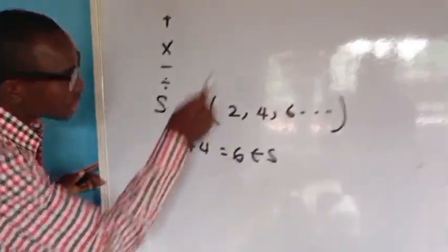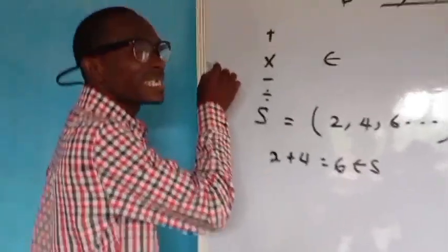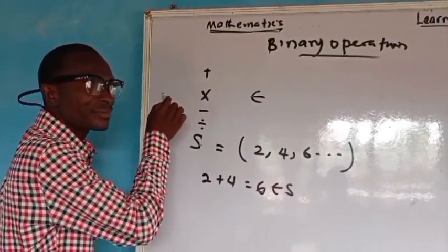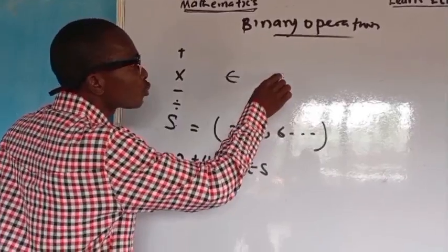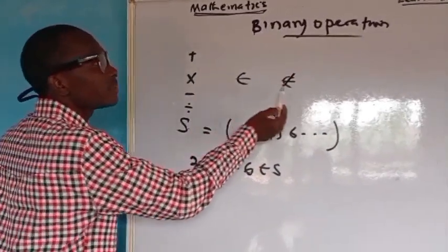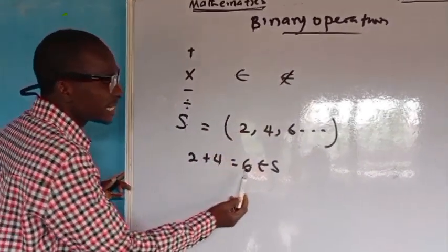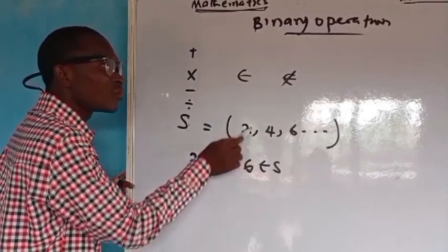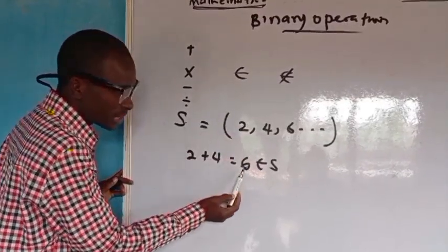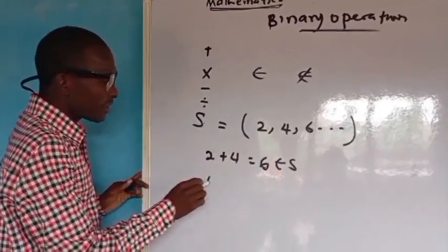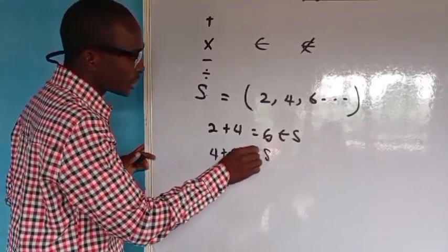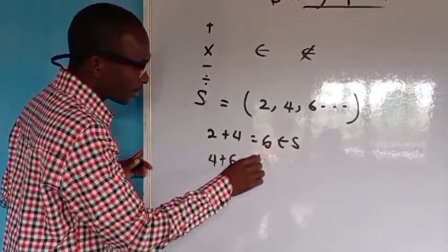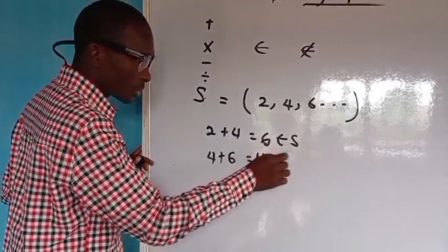Remember, this symbol you are seeing now is a symbol for what? Membership. Now look at it. 6 is a member of this set. 6 is an even number. This one is a positive even number. If we come here and say 4 plus 6, it points us to what? 10. That is a member of what? The set.